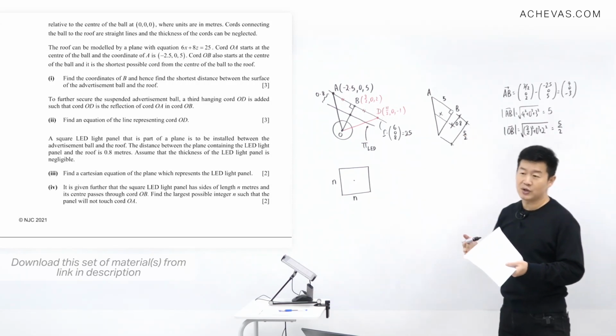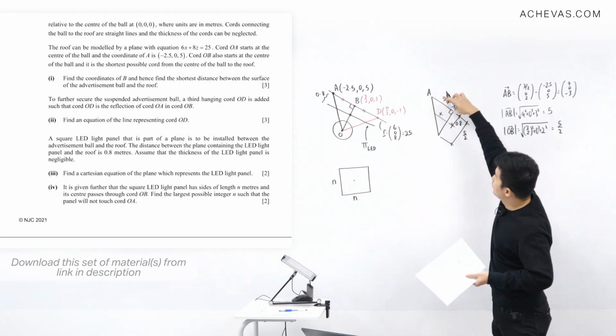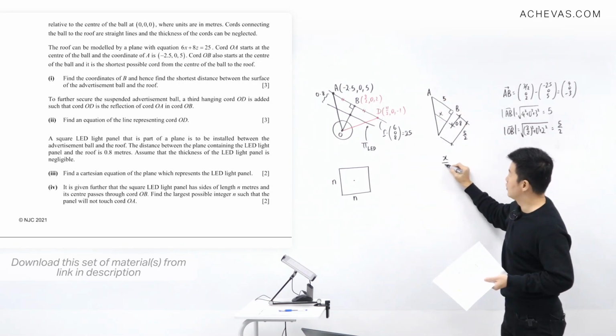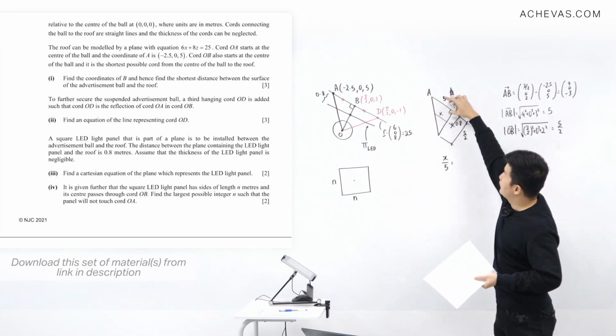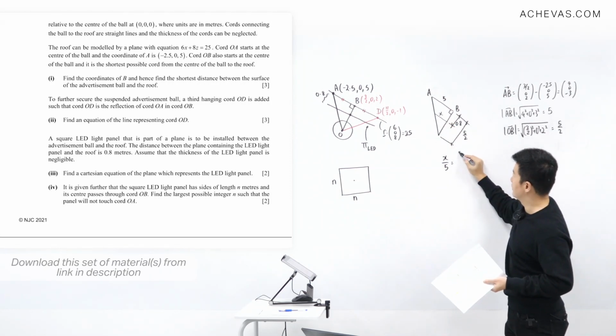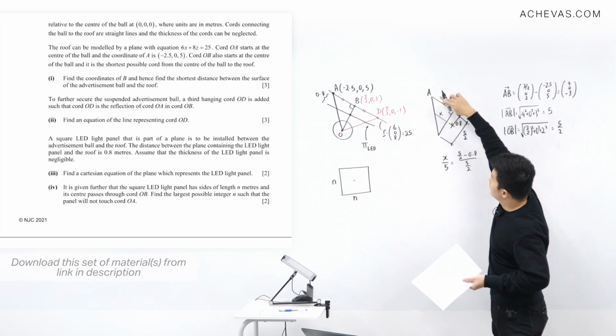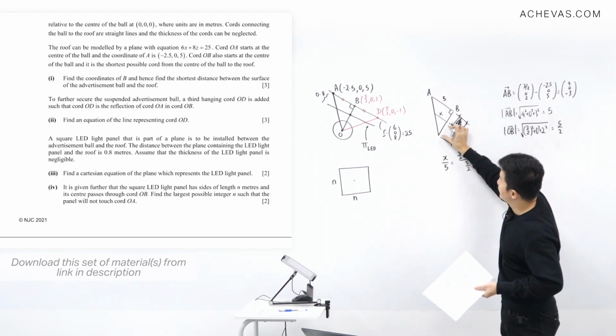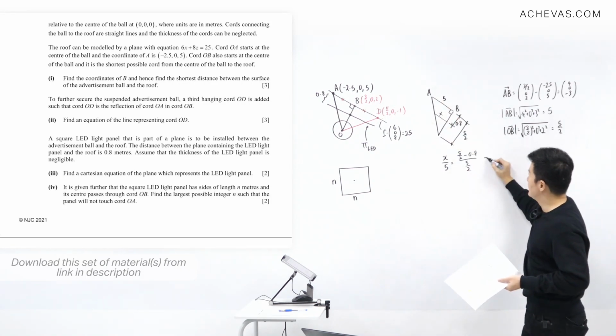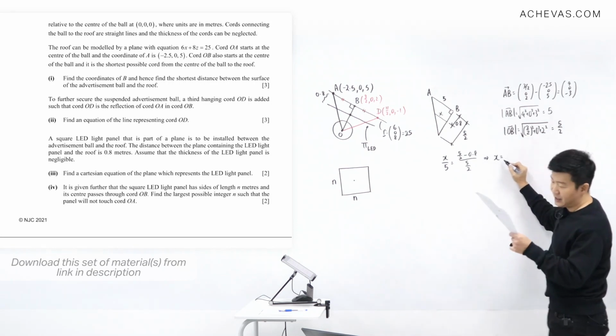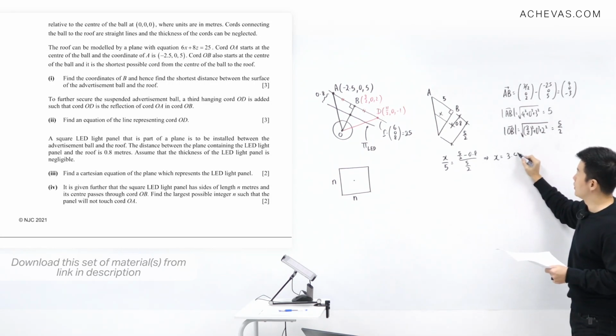Now if I make use of similar triangles, this over this, so x over 5 is equal to this distance, which is 5/2 minus 0.8, over this distance, which is 5/2. I'm using this over this is equal to this over this. This will help me to work out the value for x. x is equal to 3.4.